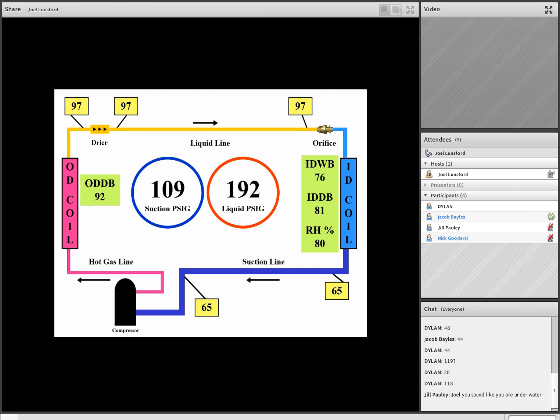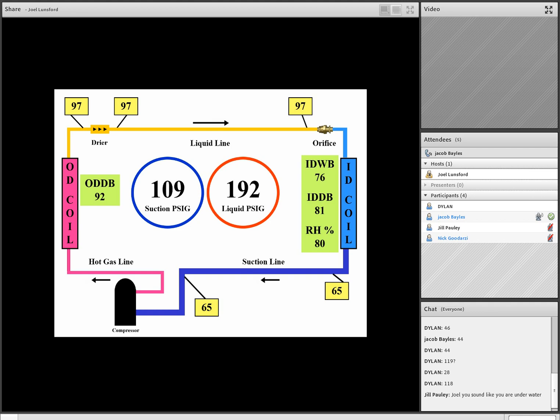Now let's go ahead and find out what our superheat actually is. So referring to your pressure temperature chart, we have 109 pounds of suction pressure. What is the pressure temperature conversion of 109 pounds off the pressure temperature chart for R22?